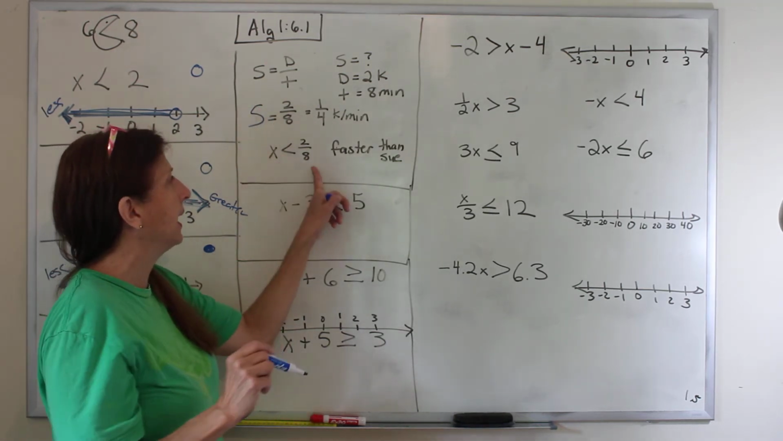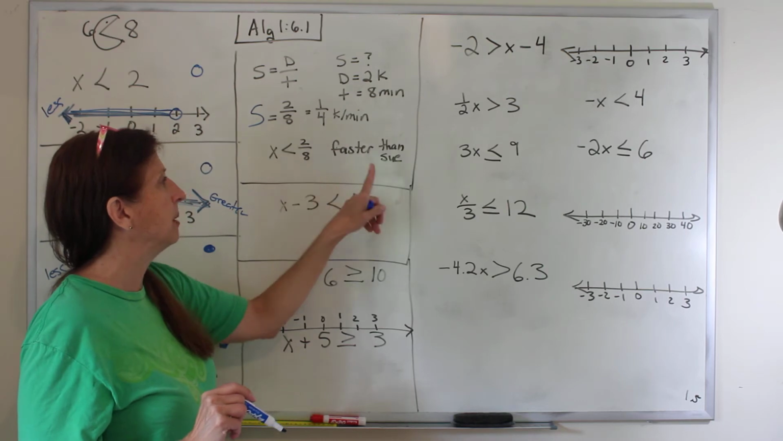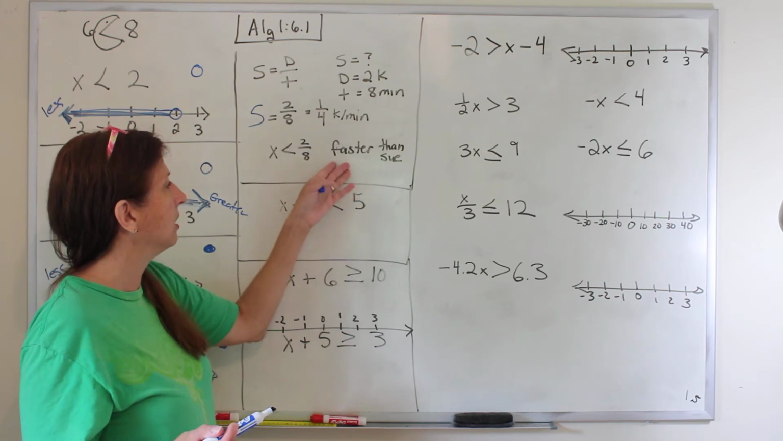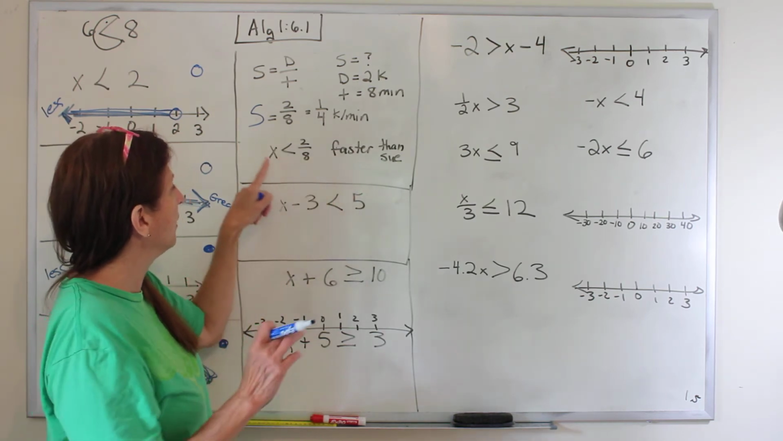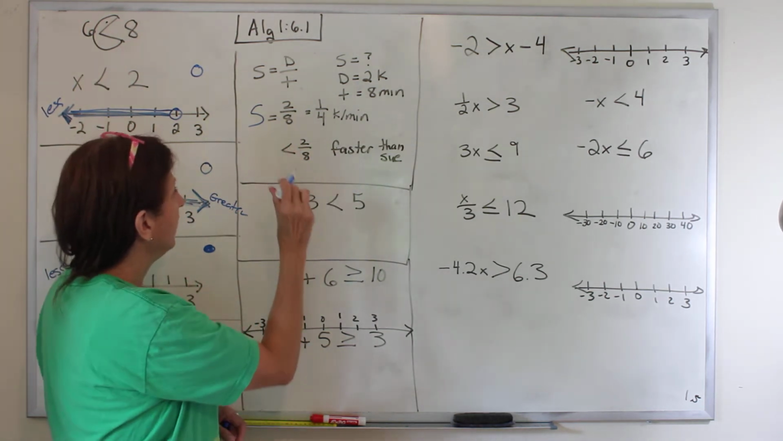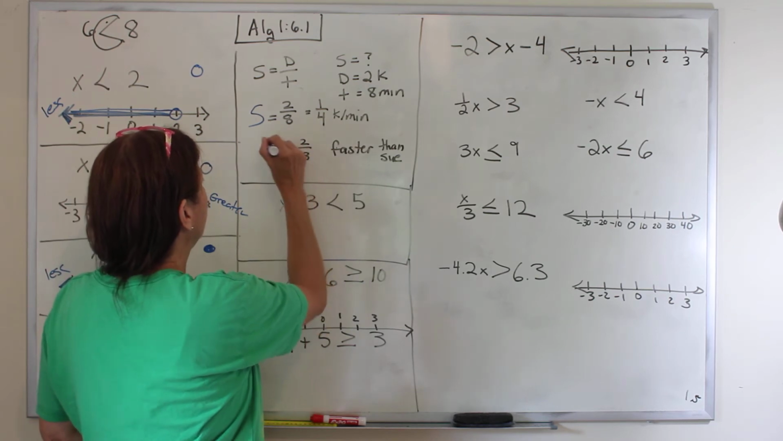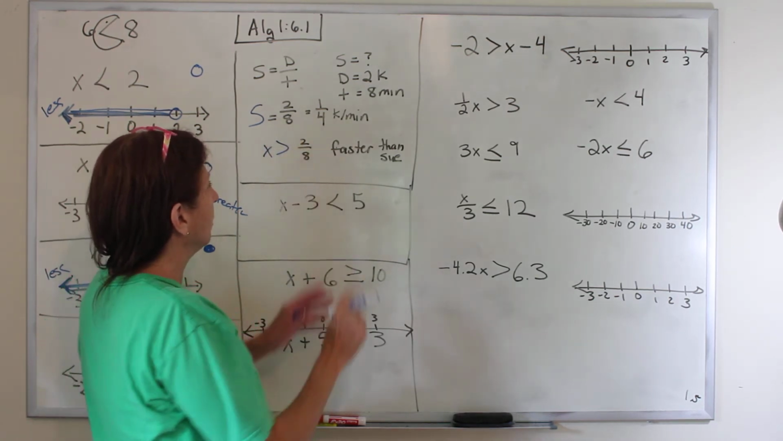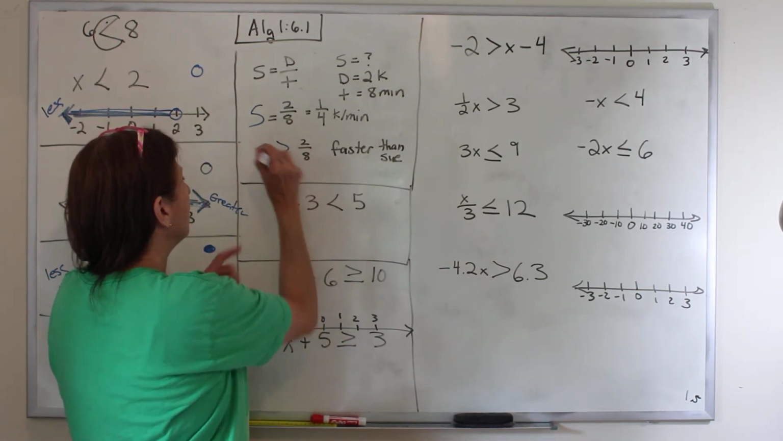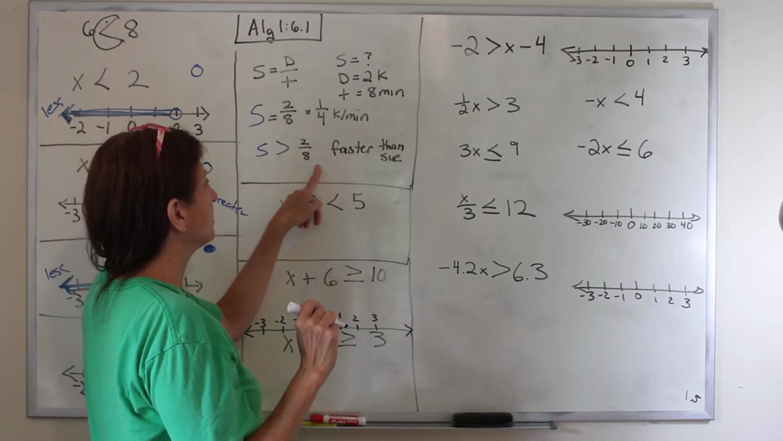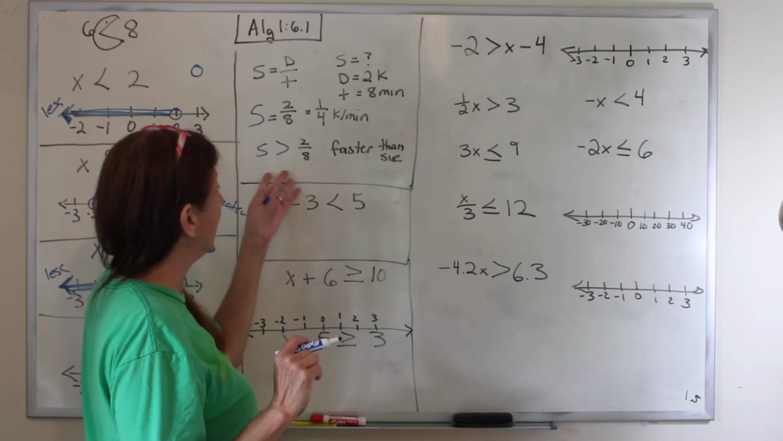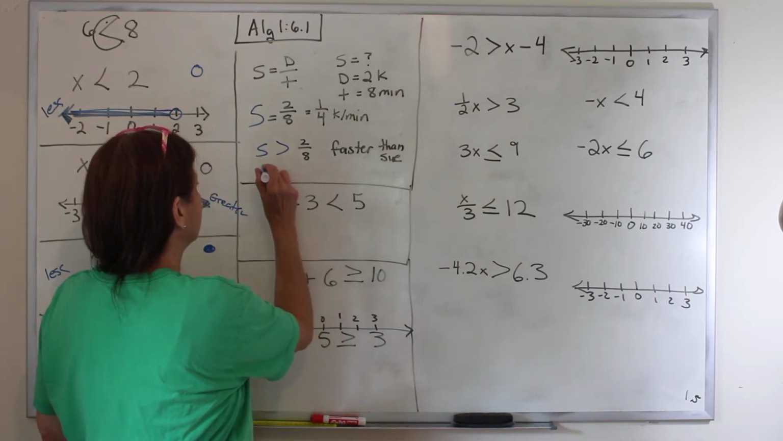But they wanted an inequality written to represent the people who were faster than Sue. This would be if it was the time, but this is the rate, and so their rate would be greater than Sue's. Her rate is slower, their rate is greater, so we'll make it S instead of x. Their speed is greater than Sue's, so this is an inequality showing that. If it was time, their time would be less than Sue's.